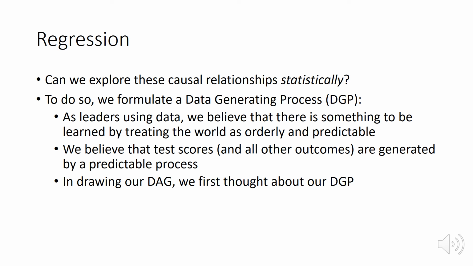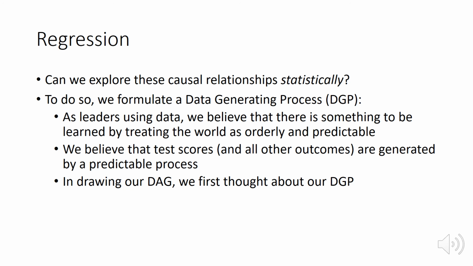To regress in a statistical model, we formulate a data-generating process. It's a very circular definition. Data-generating process is the process by which the data are generated. But we already did that. We drew a DAG. A DAG is a graphical representation of the data-generating process. Why do we want to know about the data-generating process? Because when we are making decisions in a data-driven world, we think there is something orderly and predictable about the way the data come to us.